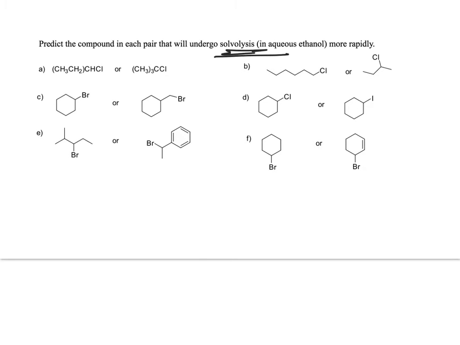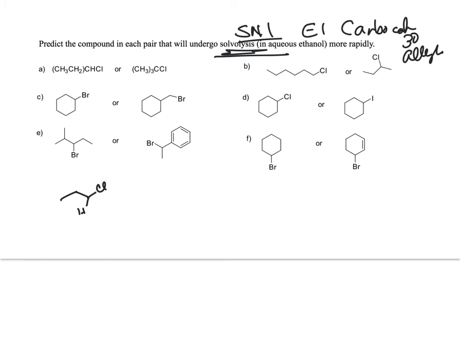Okay, predict the compound in each pair that will undergo solvolysis more rapidly. Okay, solvolysis is an SN1 type reaction, or E1. So you need to think of carbocation. So that means tertiary, allylic carbocations. So when you draw out these structures, H3CH, so the CHCl.